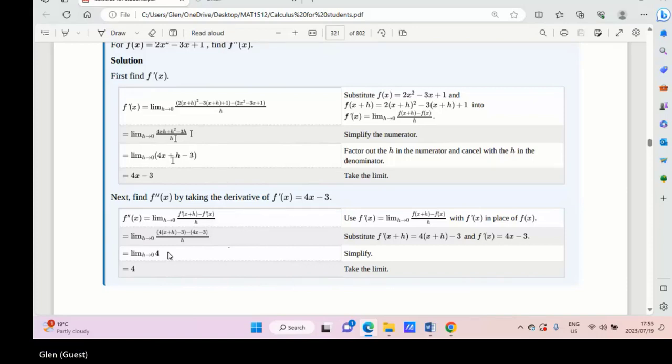Oh, okay. Yeah, because for interest's sake, if they gave us 2x squared minus 3x plus 1, and they said find the third derivative, that literally means we'd have to apply this formula 3 times. Okay. But we can also use the power rule. Yeah, I was about to ask, can we use the power rule or any other way? Because those ones are going to be way quicker than doing it this way.